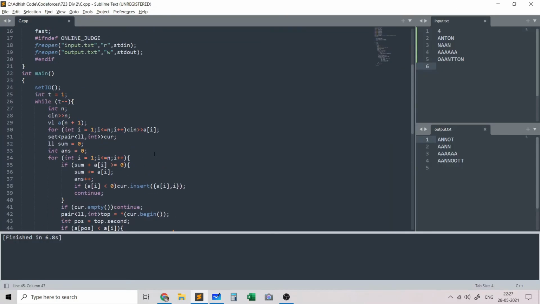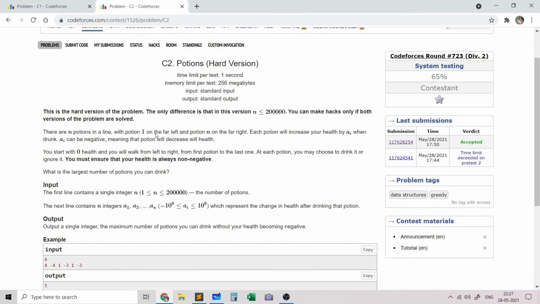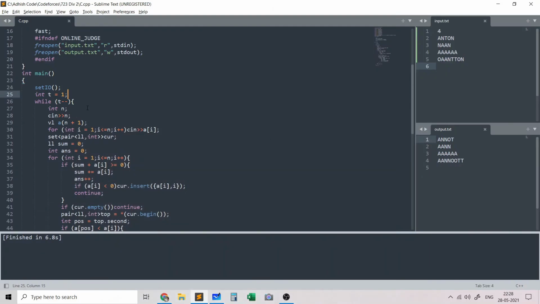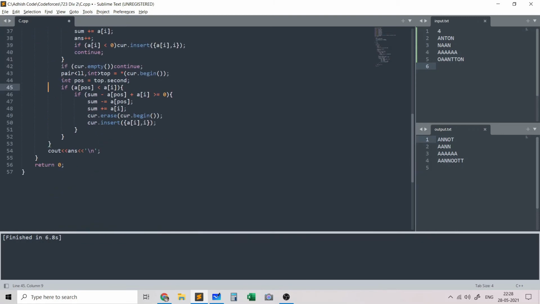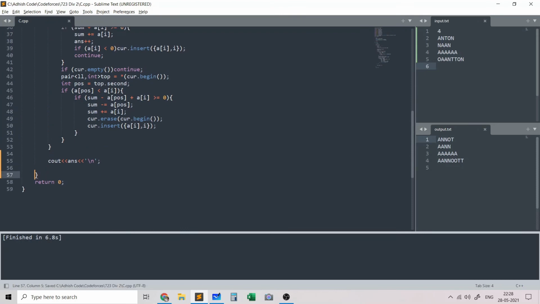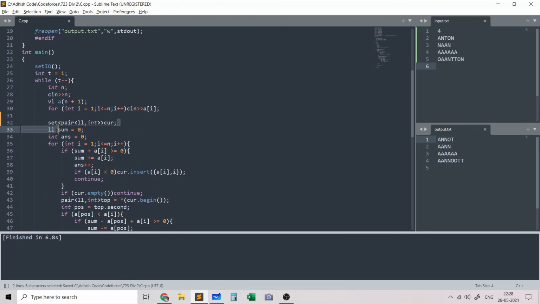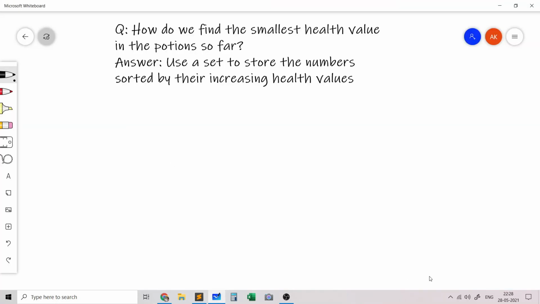So in the code, first I take the number of test cases. Actually in this case there's only one test case, so t is 1. Then I take the value of n and the health portions for each value. So for each i I take the health of i. Then I have a multi-set or a set with two values. Now I'll give the reason why I use the set with two values on the whiteboard.